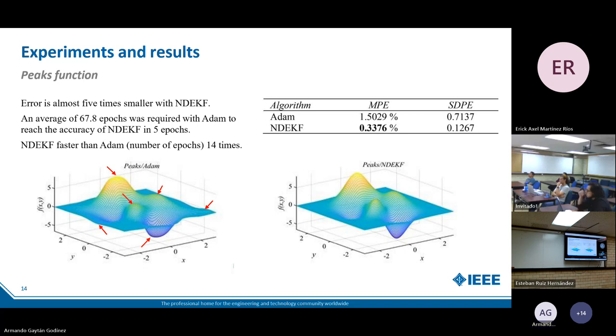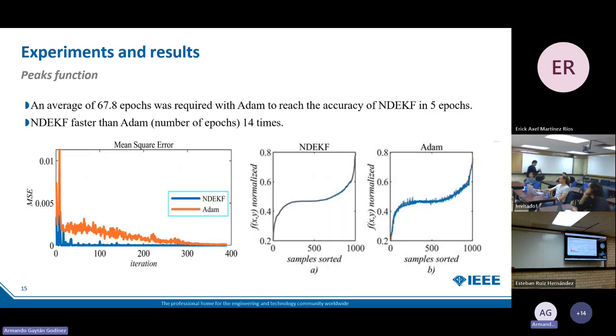In contrast, on the left, it is easy to detect the deficiencies in the function approximation with Adam, especially in the peaks, and even some intermediate values. Now, on the left, it shows that the loss function converges faster with the no decoupled standard Kalman filter. The graphic on the right, with the target values ordered in ascending way and the corresponding outputs from the neural network, allows us to see that with Adam, the errors are bigger in the complete range.